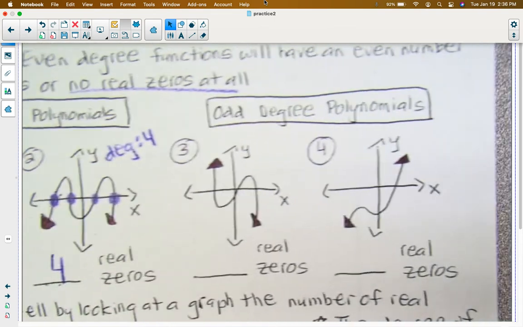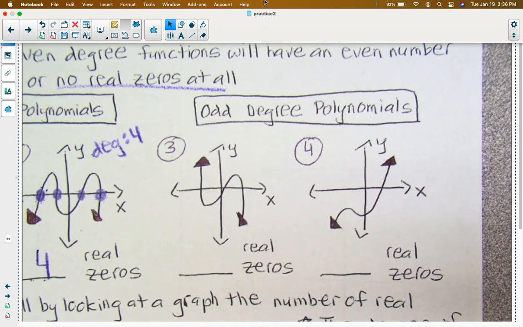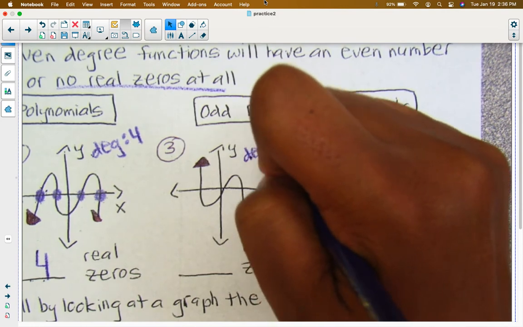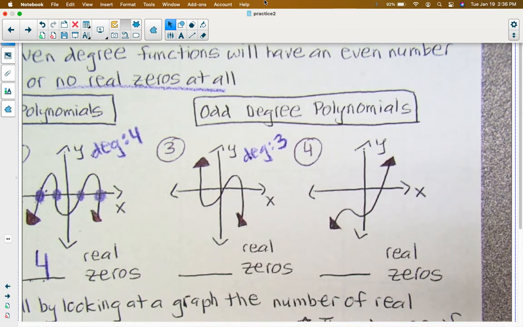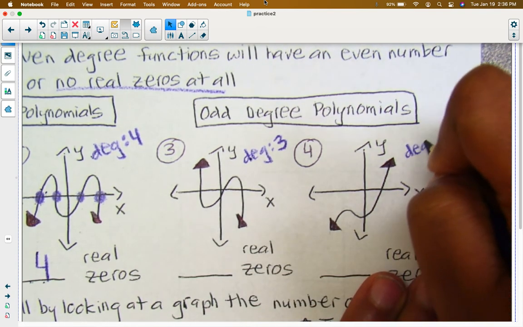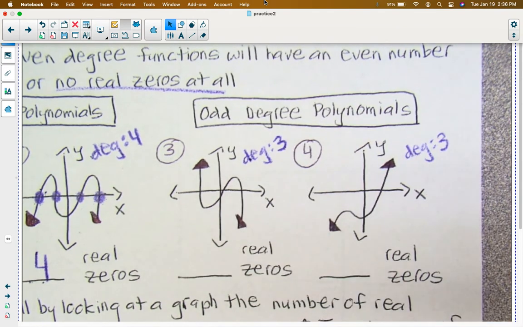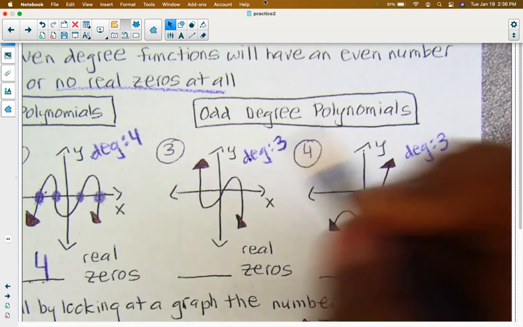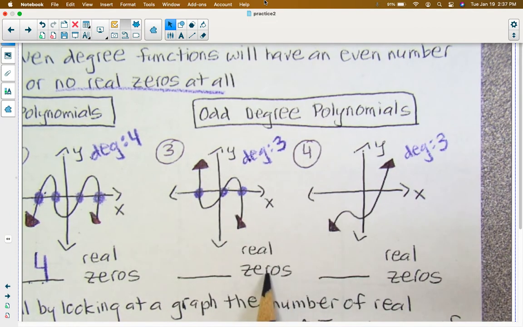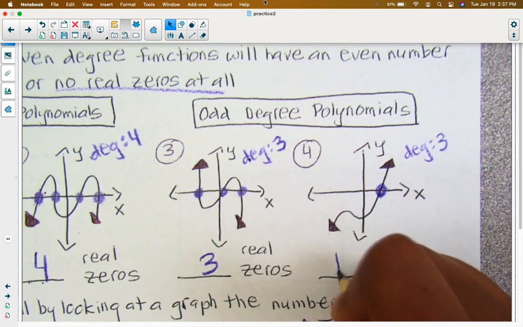Let's take a look at our odd degree polynomials. So odd degree, this one is 1, 2, 3. So this one is degree 3. And number 4 is also a degree 3: 1, 2, 3. It's a degree 3. So we're going to label how many real zeros there are. This one is 1, 2, 3. Real zeros is where it crosses the x-axis. There's 1, 2, 3. So there are 3 real zeros. This one here, how many times does it cross the x-axis? 1. So there's 1 real zero.